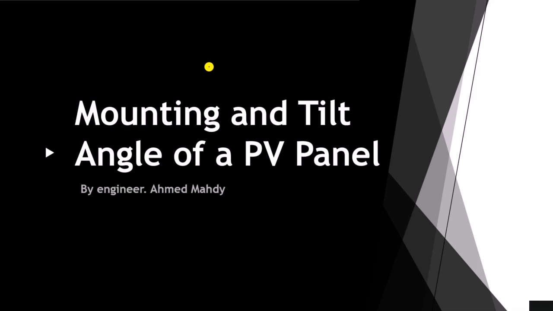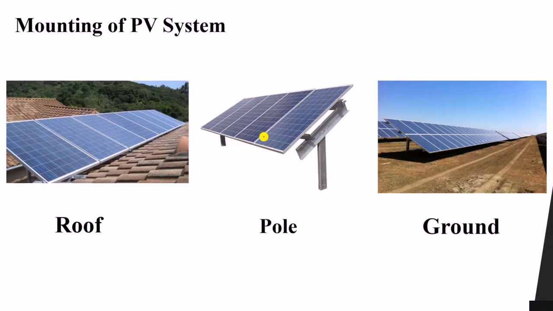In this lesson, we will discuss the mounting of PV panels or PV system and the tilt angle of a PV panel. So first, what is the mounting of PV system? Simply, mounting means we are installing our PV system in different ways. We can install our PV system on the roof, for example, such as in our home. This is the first type of mounting called the roof mounting.